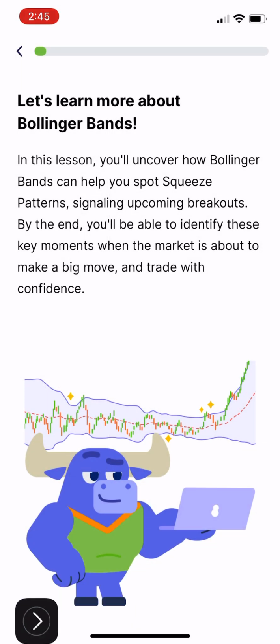Let's learn more about Bollinger Bands. In this lesson, you'll uncover how Bollinger Bands can help you spot squeeze patterns, signaling upcoming breakouts. By the end, you'll be able to identify these key moments when the market is about to make a big move, and trade with confidence.